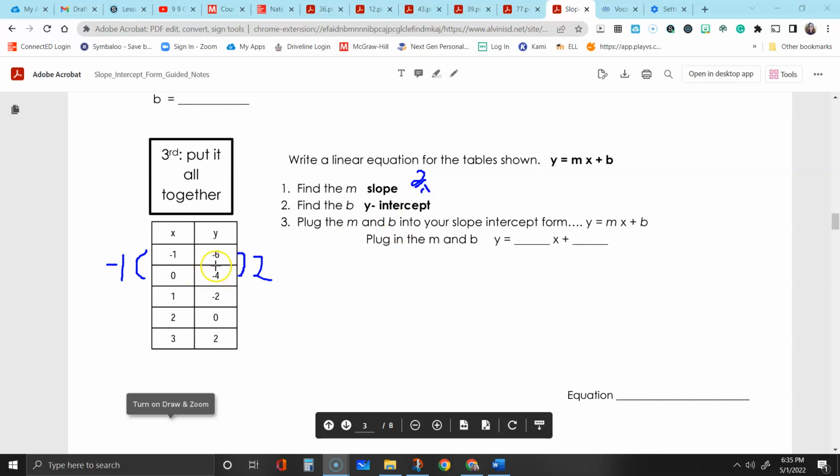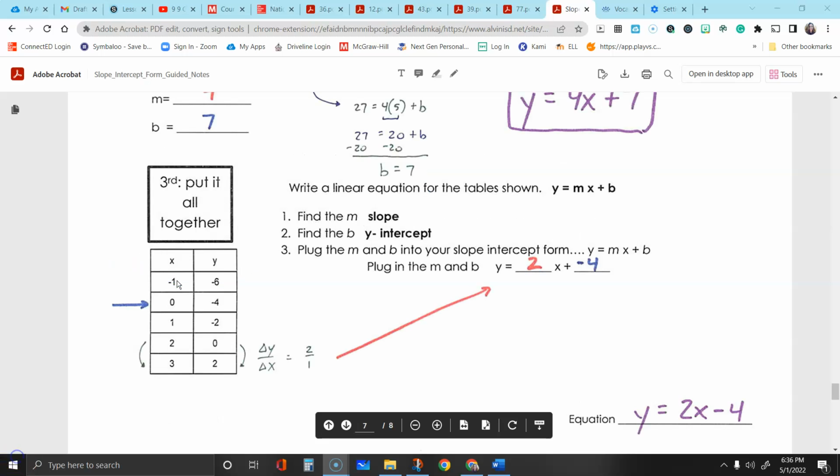Okay, let's find our y-intercept. Well, when the x is 0, the y is our y-intercept. So here we're adding 1, here we're adding 2, so our slope is 2. We get y equals 2x plus our y-intercept would be -4. So our equation would be y equals 2x minus 4.